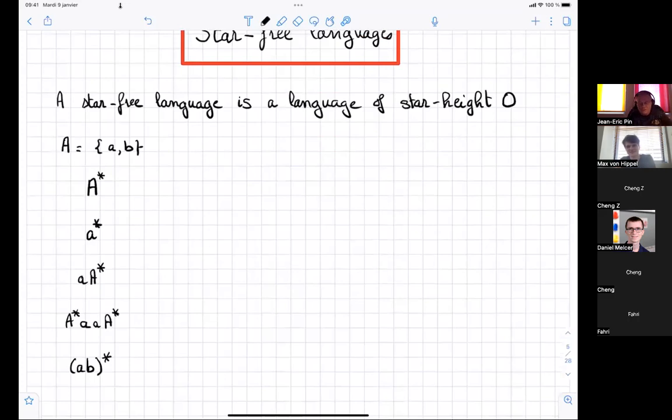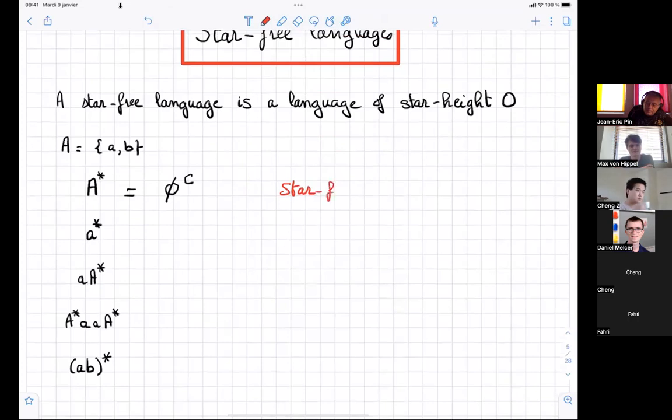Does anybody see it? There is actually a trick. The trick is, don't forget you are allowed to use complement. So what is the complement of this language, for instance? It's the complement of the empty set. Exactly. So let me write it this way. Okay, so you see in this expression, there is no star at all, which means that this language is star-free.